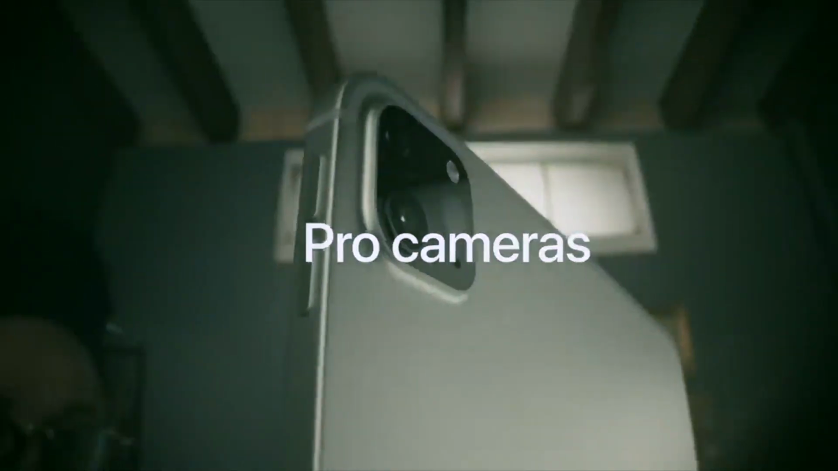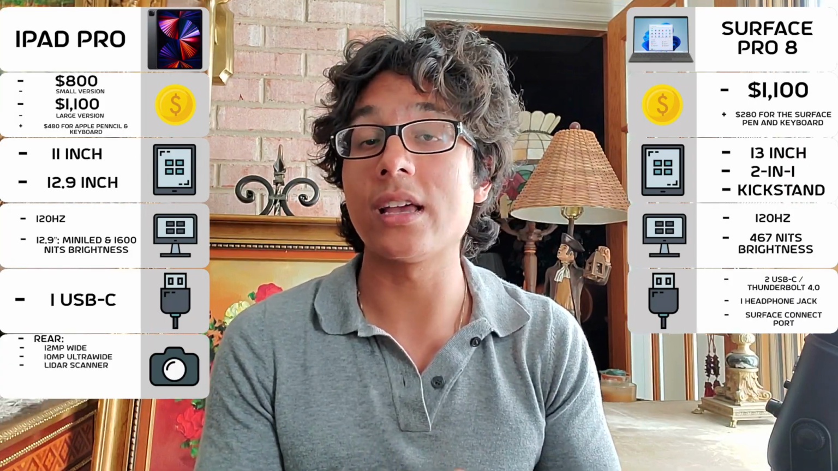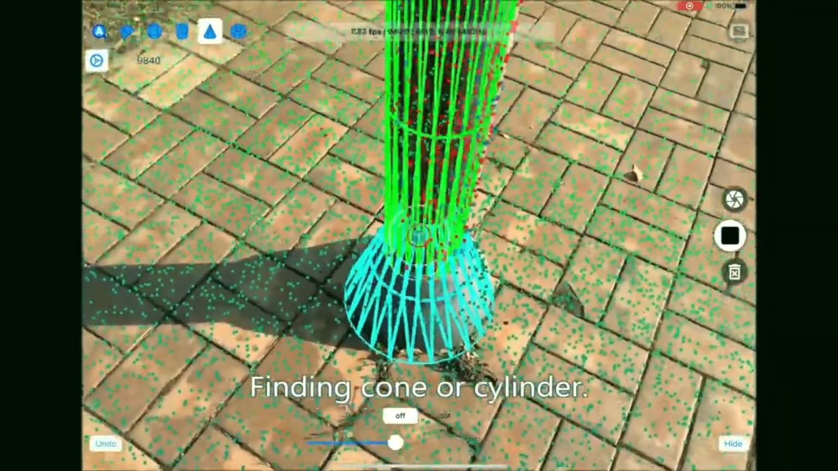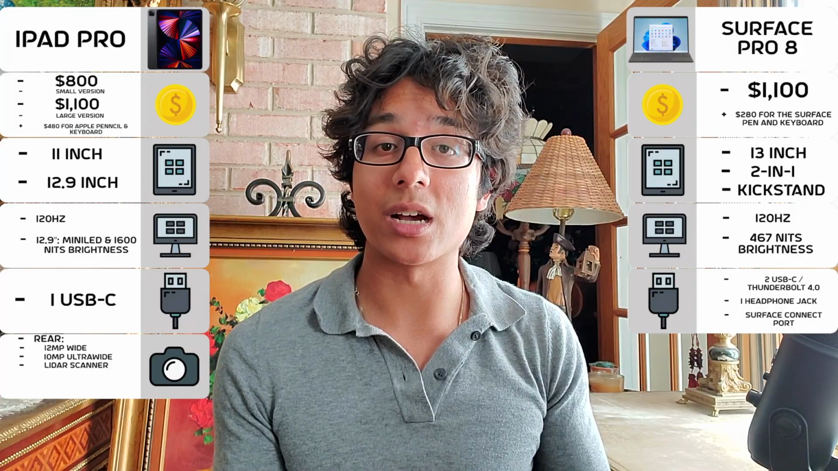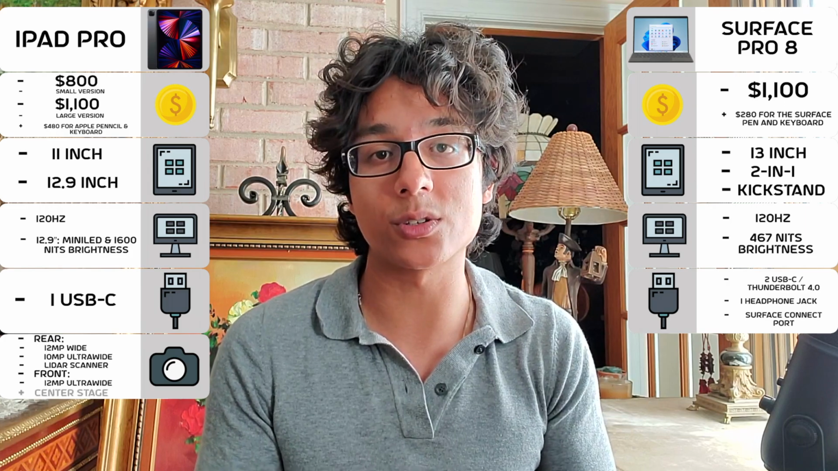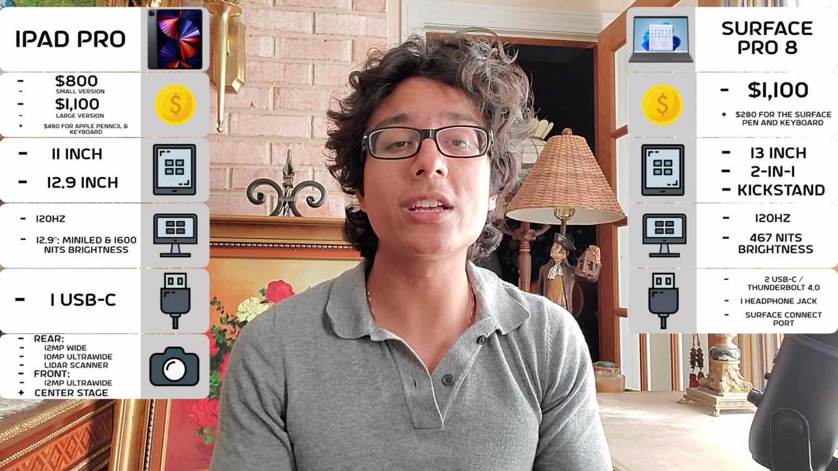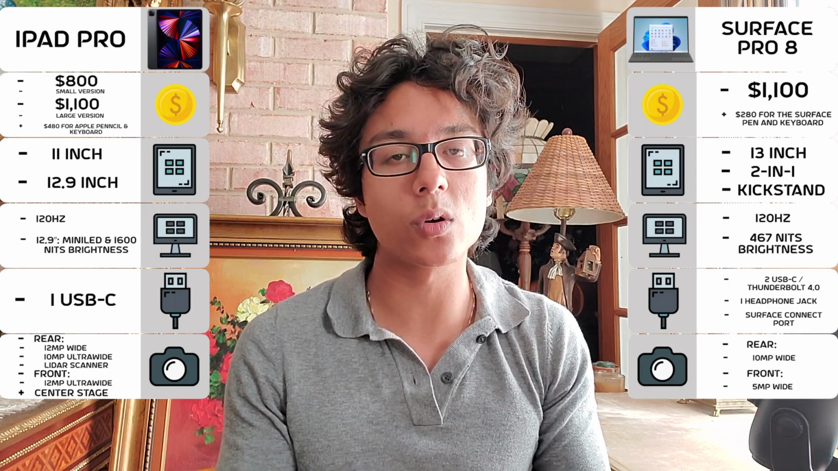For cameras, the iPad Pro comes with three different lenses, a wide, an ultra-wide, and a LiDAR scanner, which allows it to record at 4K and cover a large space, and also be helpful for those who want to use AR technology. And on top of that, it also has a pretty good camera up front. It also comes with Apple's Center Stage feature, which keeps you in frame as you move around, while the Surface Pro 8 only has two cameras, with the rear being able to record at 4K.